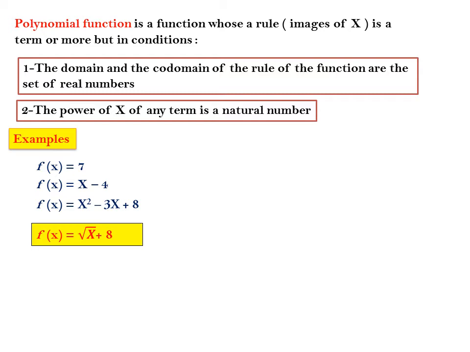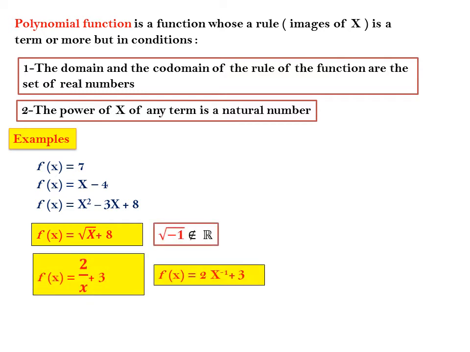Let's see its domain. We can substitute by any natural number, but we can't replace x by any negative, so we can't find the result of the square root of a negative. So the domain is the set of natural numbers, not real numbers.